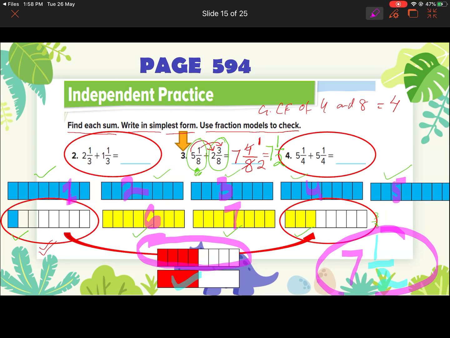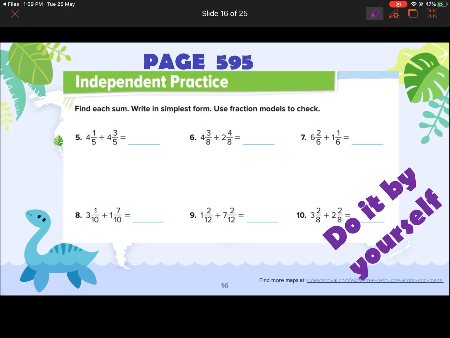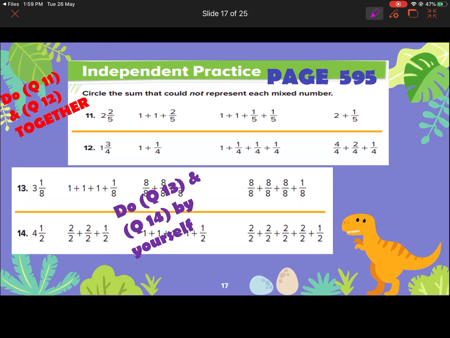Okay, so now question number 2 and question number 4, dear, you can do by yourself using the fraction models as well. Okay, now let's see the next part. Yes, from question number 5 till question number 10, do it by yourself, do more and more practice. And question number 11 and 12, we will do together.